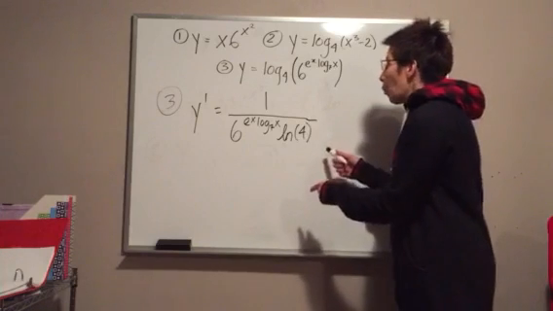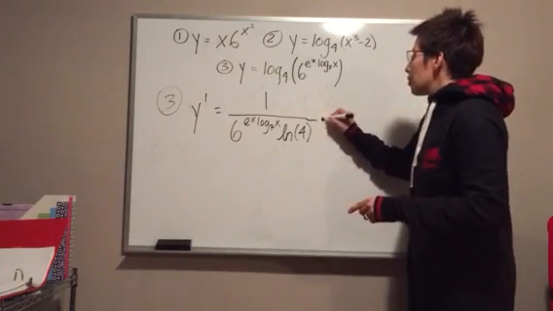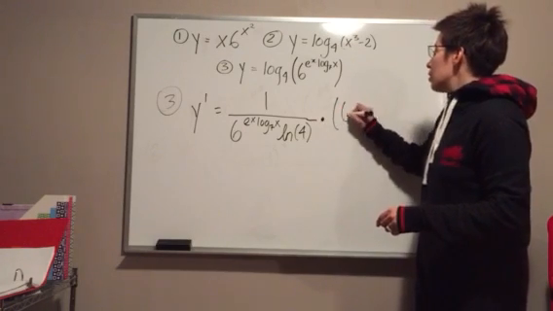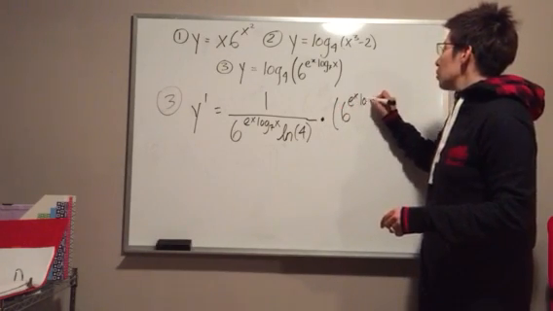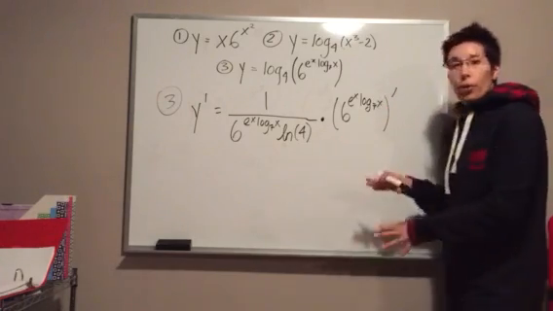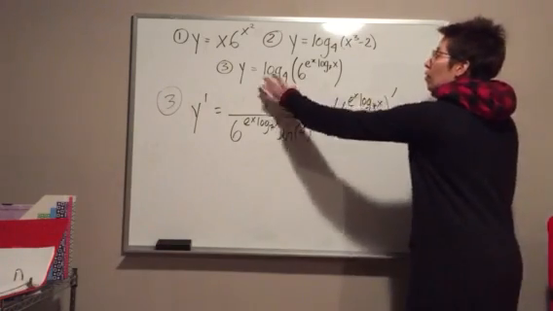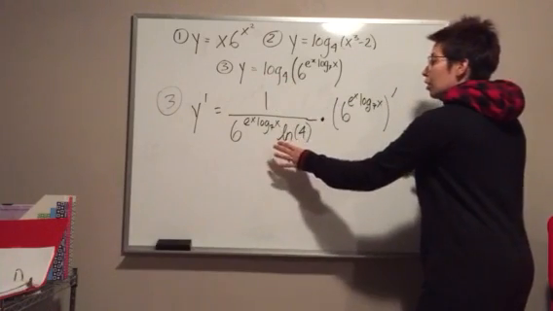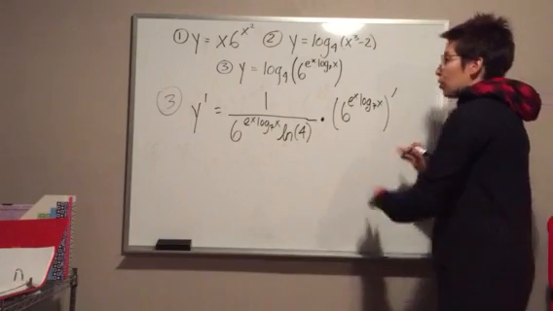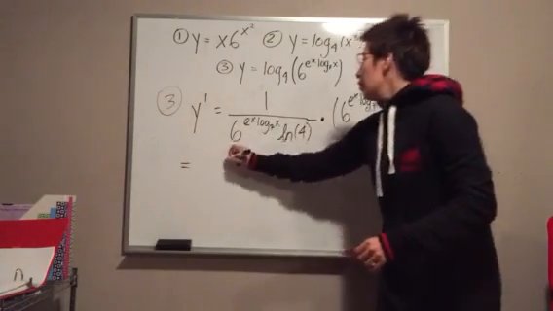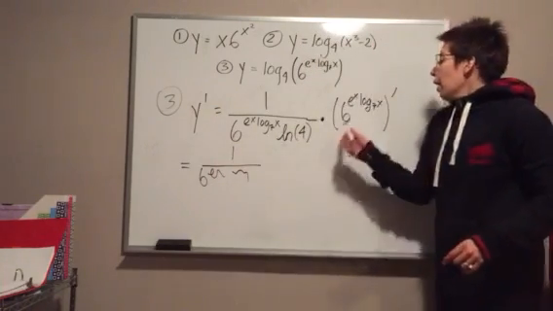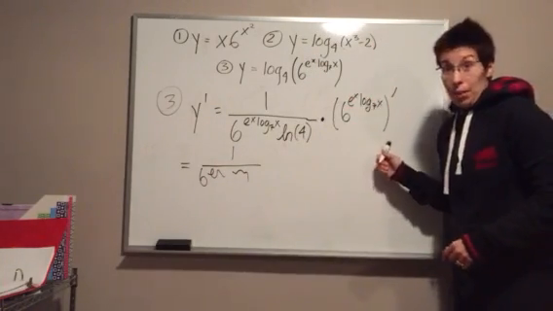So at this point then, we have to go times the derivative of the inside. So I'm going to say times 6 to the e to the x times log base 7 of x, prime. To indicate that, I kind of want to go in stages: I took the derivative of the outside log function, and now I have to take the derivative of the inside with respect to x. So let's do that in the next line. So we have this still, so 1 over 6 to the e to the x log 7 x, okay? And then we have to take the derivative of this.